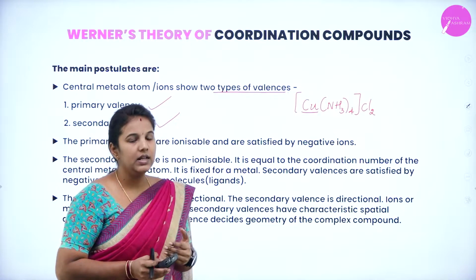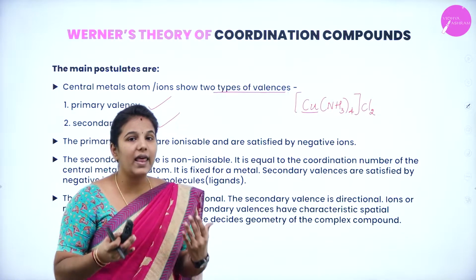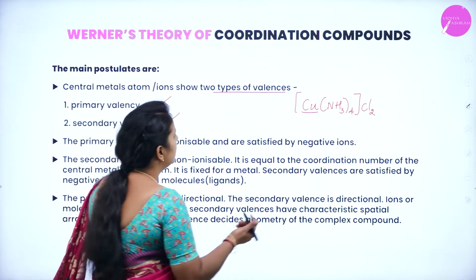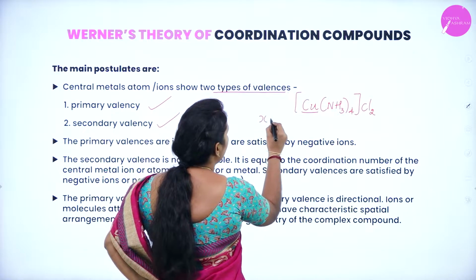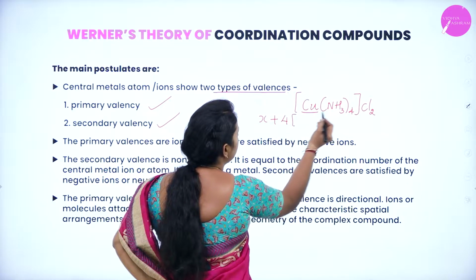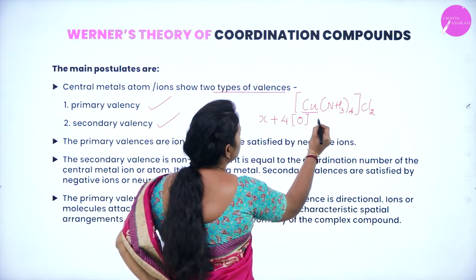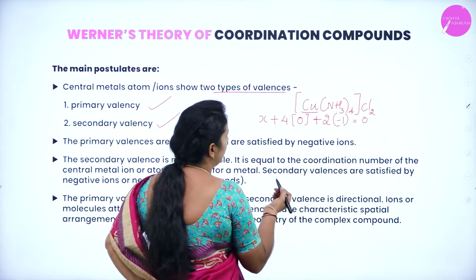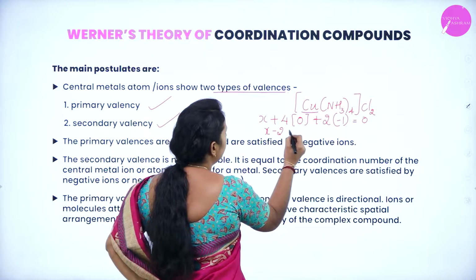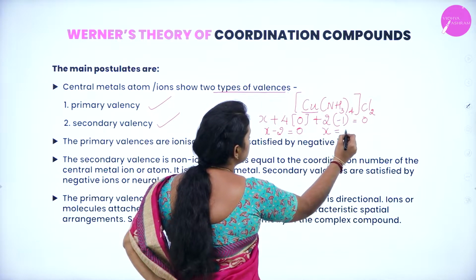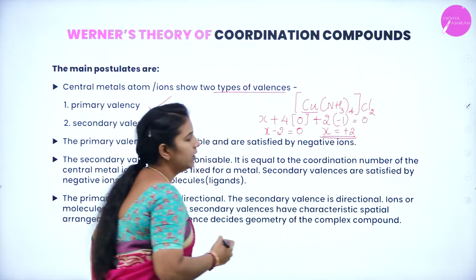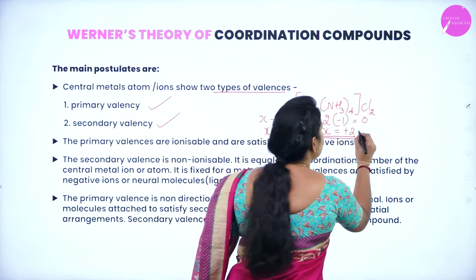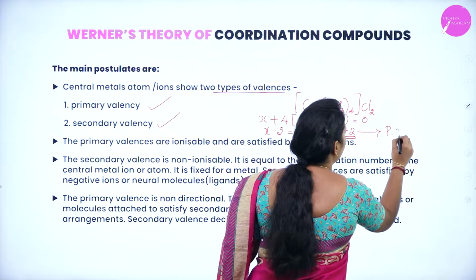Is it right? Yes. So now the first step is we need to calculate what? Oxidation number. So how to calculate the oxidation number? We know that for the copper I'll take X, plus 4 into the oxidation state of ammonia, which is 0, plus 2 into, for the chlorine, minus 1, is equal to 0, and X minus 2 is equal to 0, and we know that X is equal to plus 2. So the oxidation state of the copper is plus 2, and this is known as primary valency.